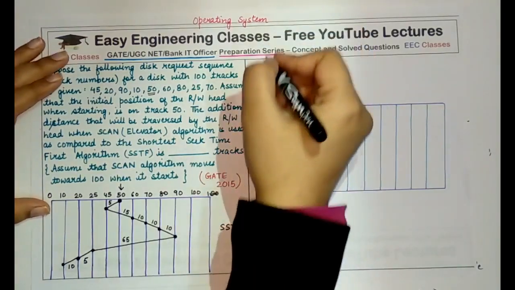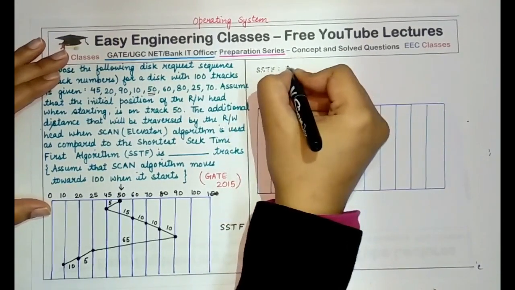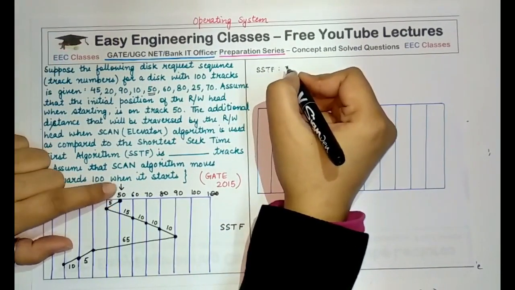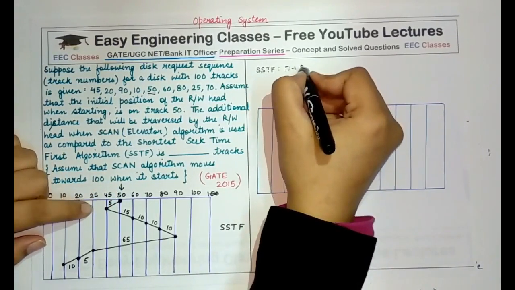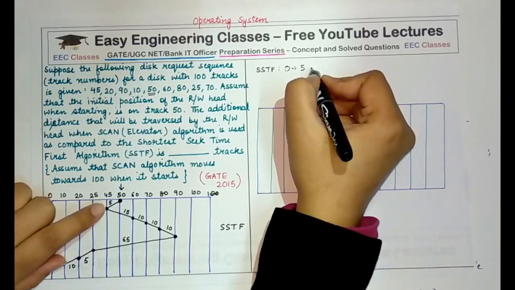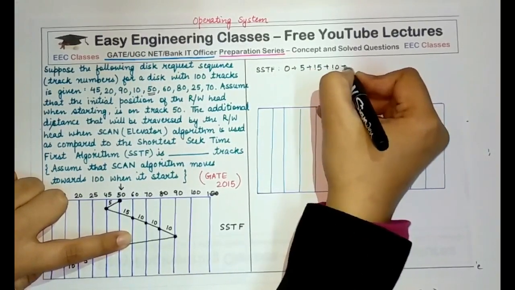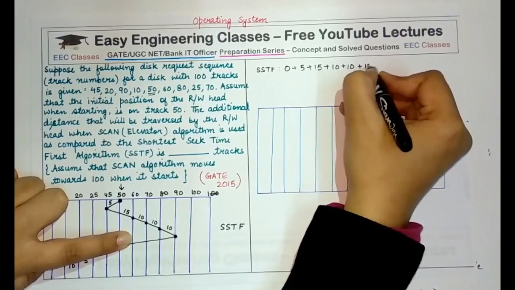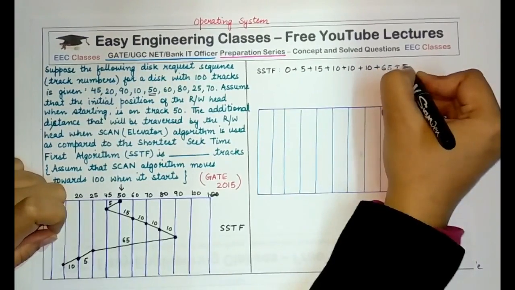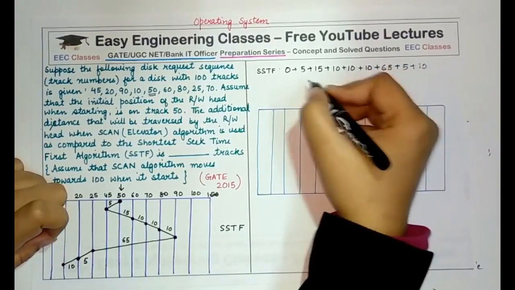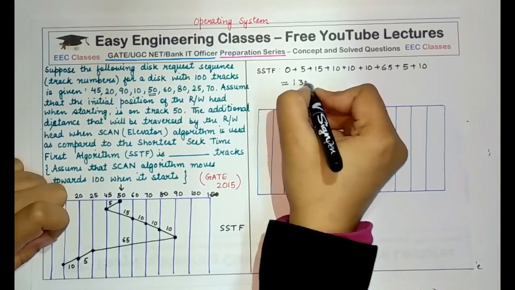Now let's sum up and find out how much actual time is taken. For SSTF, initially at 50 we have serviced one request, so that is 0. Then 45 requires 5 units. Then 60 requires 15, and we sum up like this. Then 65 units, then 5 units and 10 units, and when you perform this addition, you will get a total of 130.